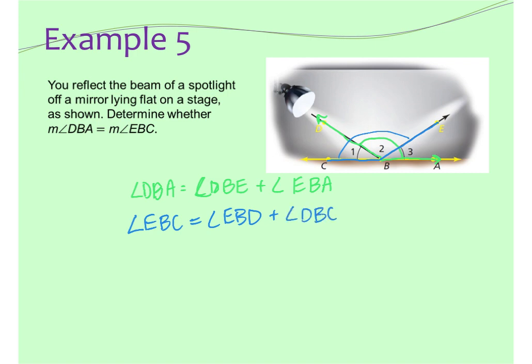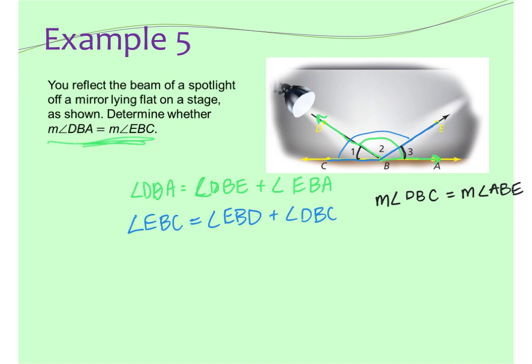Okay, now the problem does give us one piece of information that is super helpful, okay? And that is that these two angles, angle 1 and angle 3, are equivalent, okay? So in this case, angle DBC is equal to the measure of angle ABE. Okay? So now it's determining whether these two are equal up here.